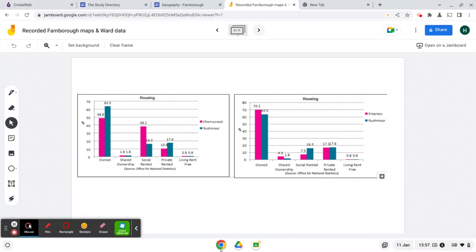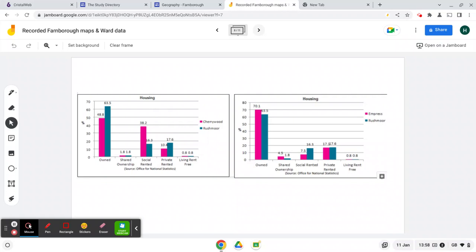Another thing you can look at on the census data is the housing. And again, in blue, we have the average for Rushmore and then pink for each of Cherrywood and Empress. So you can see that in Empress Ward, the one on the right, just over 70% of people own their own homes. So that's slightly above the average for Rushmore. But Cherrywood Ward only have 48.8%. So that's much lower. So now we're starting to see some inequalities here. There are less people owning their own homes.